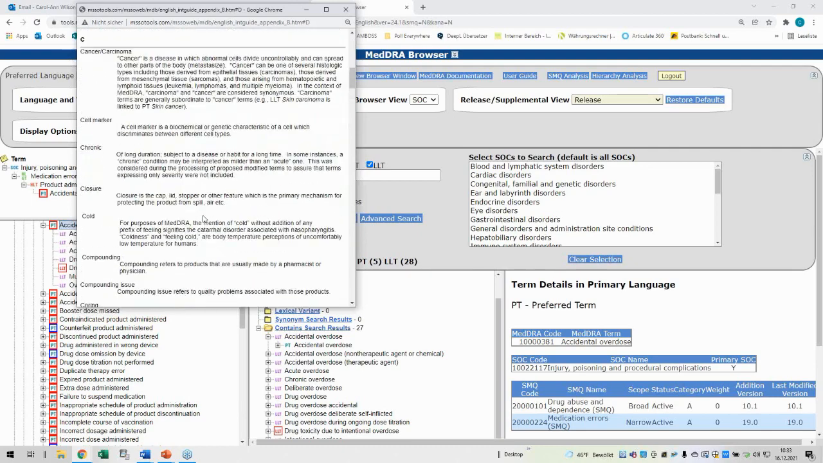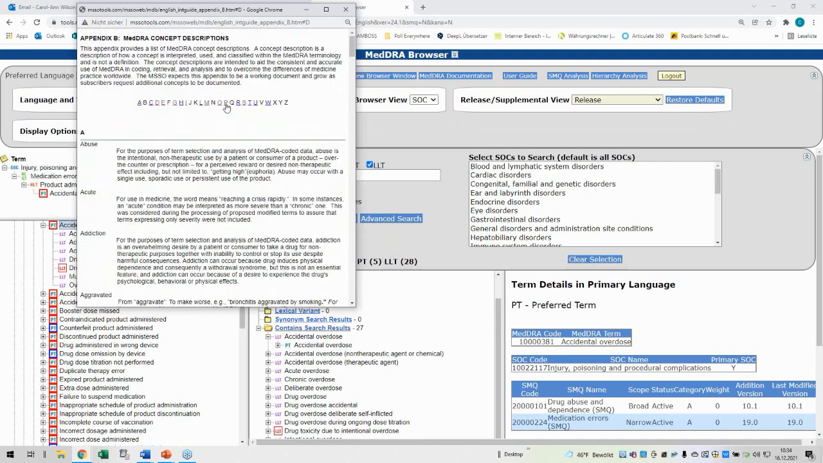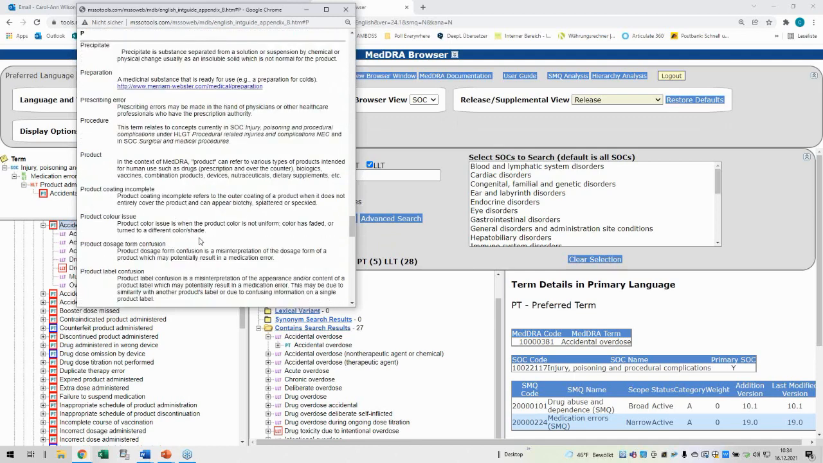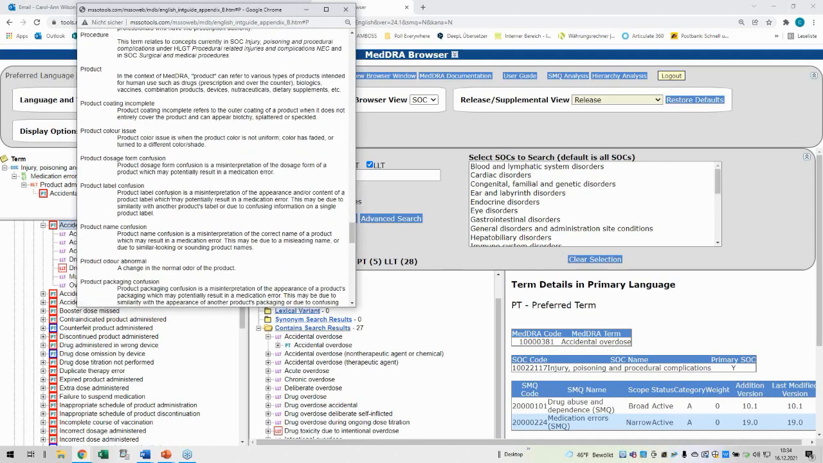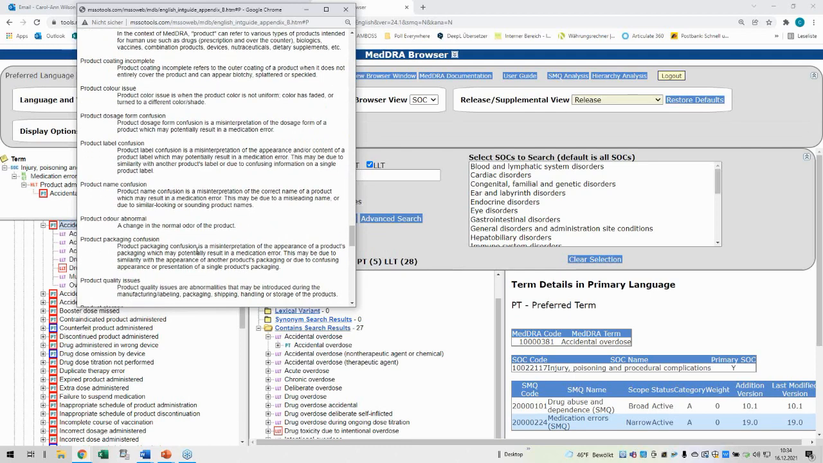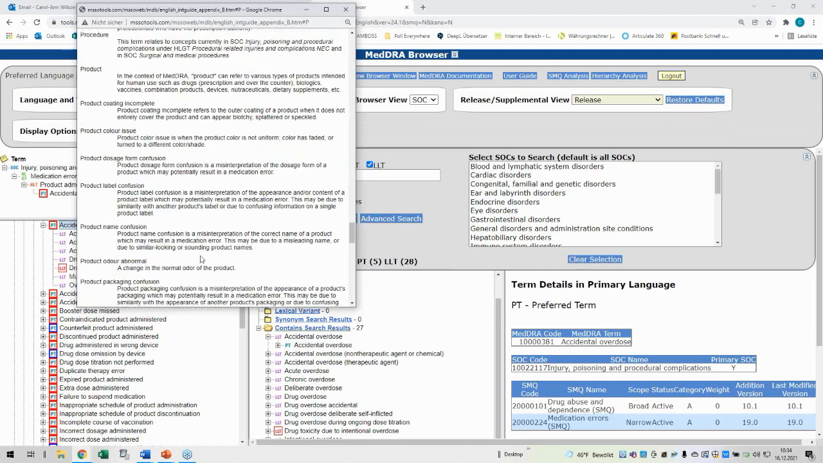And what about the product confusion terms? Let us check for the product confusion terms. They are also explained in the concept description here. Product label confusion, product name confusion, product packaging confusion, they are all addressed in the description. So it's really useful, if you're not sure about the meaning of a specific term, to look into the descriptions. You won't find all of them, but quite a number of them in this listing.